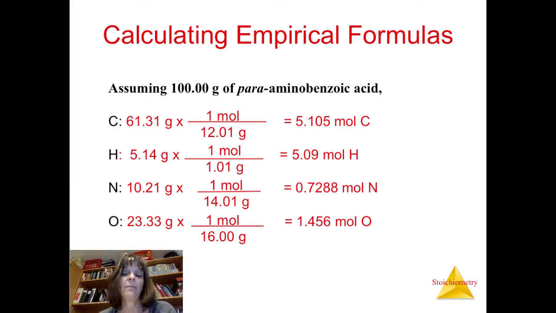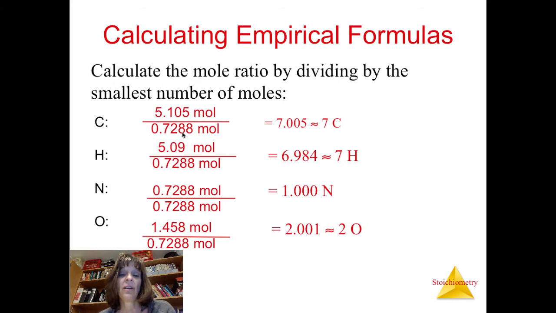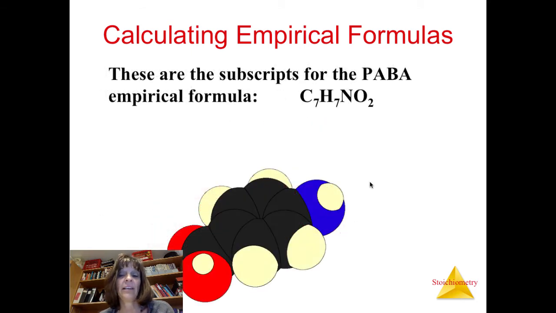Divide by small. That means divide each of the moles by the smallest number of moles, which in this case would be nitrogen. Divide each one of those so that we have something to 1. So as we divide those all by the moles of nitrogen, we end up with 1 nitrogen, which is proportional to 7 carbons, 7 hydrogens, and 2 oxygens. Therefore, the formula is C7H7NO2, PABA. All right, that should be quite familiar to you from last year. And if you're having any troubles with this, please come to a tutorial and get some help.